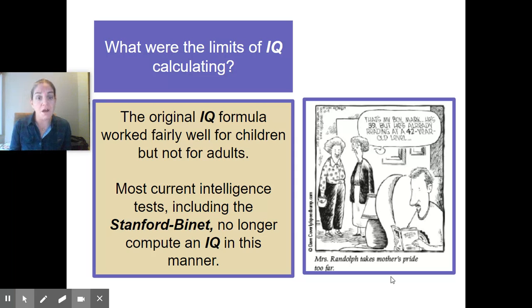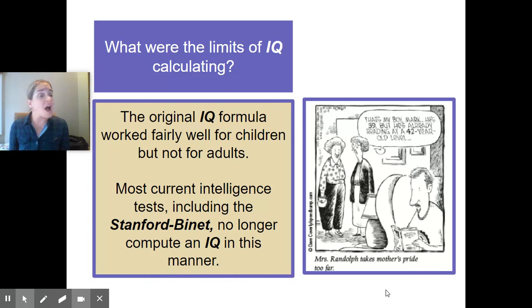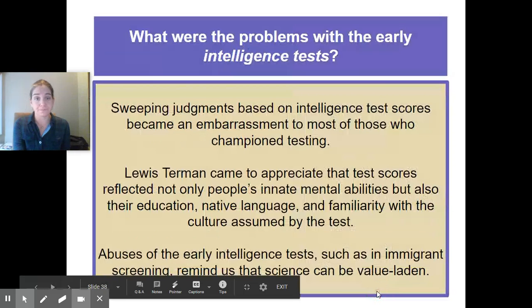chronological years go on. For this reason, most intelligence tests currently, including the Stanford-Binet, don't compute an IQ in this manner. We still use the Stanford-Binet intelligence scale. It is not the most widely used test because it is very, very complicated to implement, lengthy, and costly.